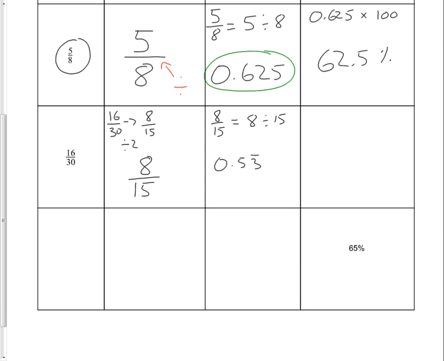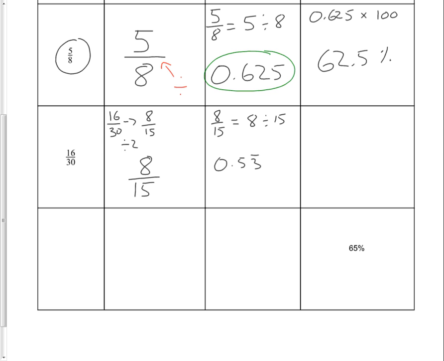So I'm going to put that repeating sign over top to indicate that the 3 just keeps on going to infinity. But I'm just going to leave it as 0.53, and we'll keep it to that point. The next thing I want to do, in that next column to the right here, is convert my decimal into a percentage.